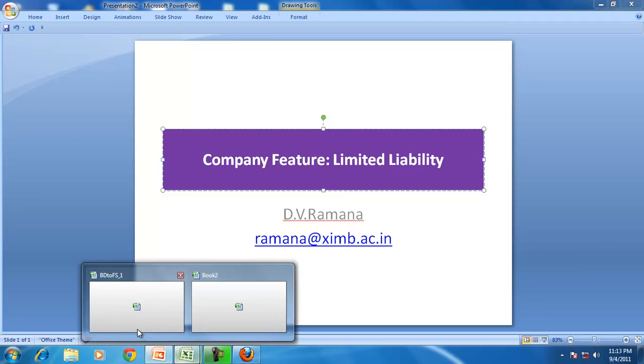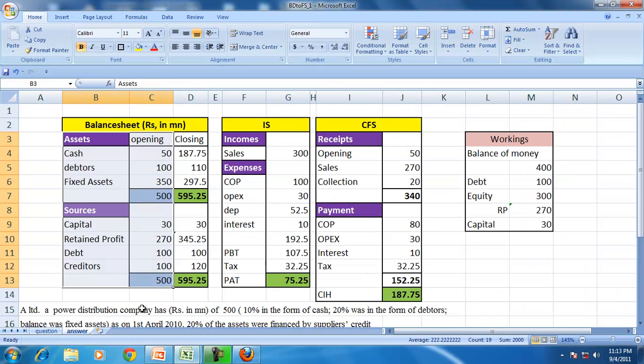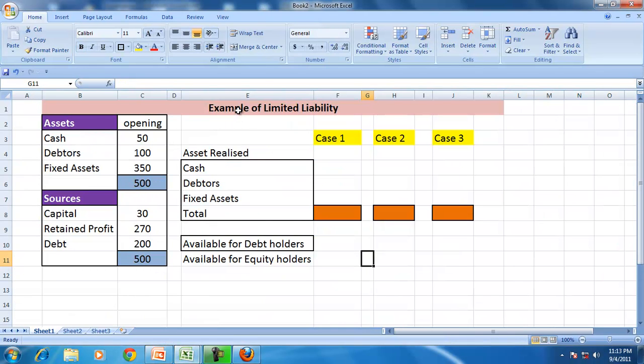Let us take a simple example to understand that. Suppose this is the balance sheet of a company which has the assets of 500,000, and the 500,000 is in the form of cash, debtors and fixed assets, and these assets are financed by capital, retained profit and the debts.